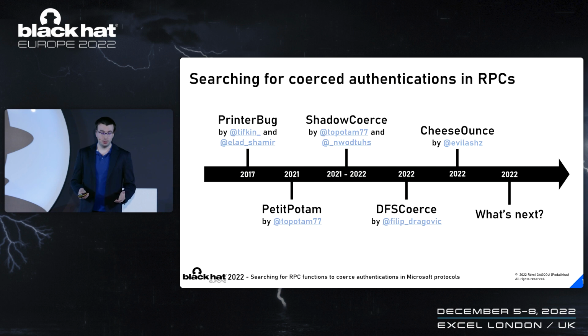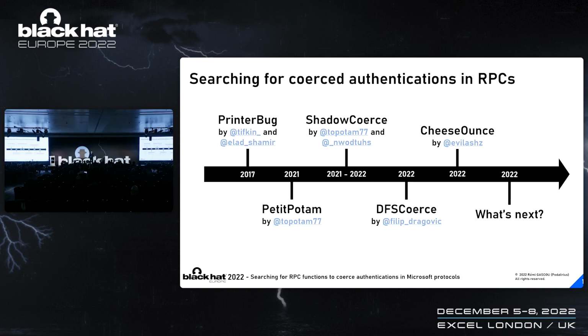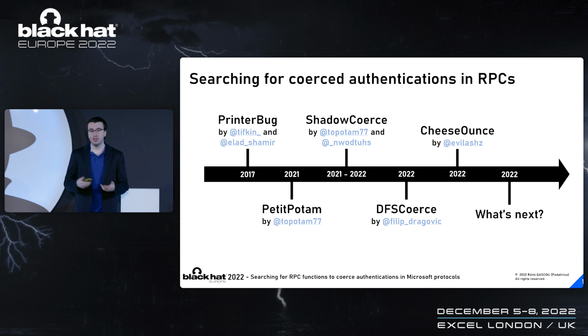These kinds of attacks are not new. In fact, the first one, which was widely known at the time, was the PrinterBug, which was found in 2017. And after that, with PetitPotam in 2021, we saw around 4 new attacks in 4 different protocols in less than a year. So we can only wonder what's next, because if we can find 4 new ways to coerce authentication through RPC in 1 year, it surely means that there are many others. And as there are thousands of RPCs out there, it's quite probable that we find new ways.